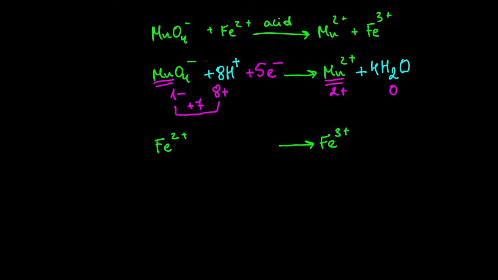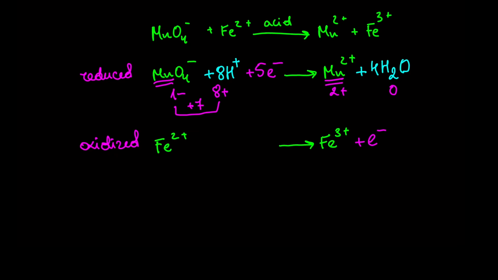The second half reaction is a lot simpler, because we don't have oxygen atoms present in it, so we don't need to add water molecules. To balance the charges, we add 1 electron to the right side of the equation. Permanganate ion was reduced, and iron 2 plus ion was oxidized in the chemical reaction.